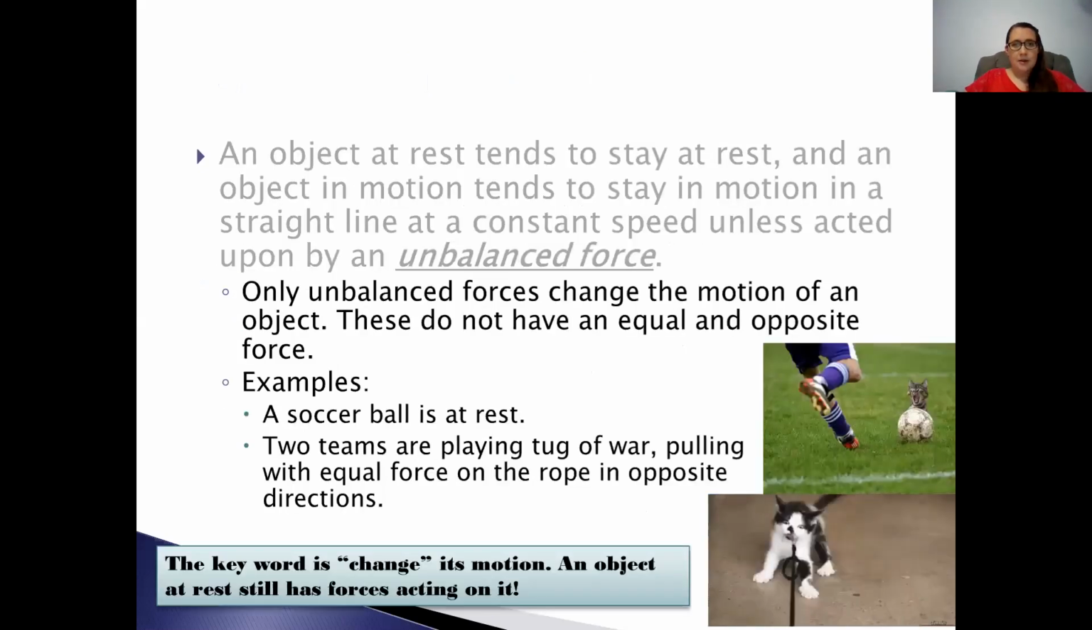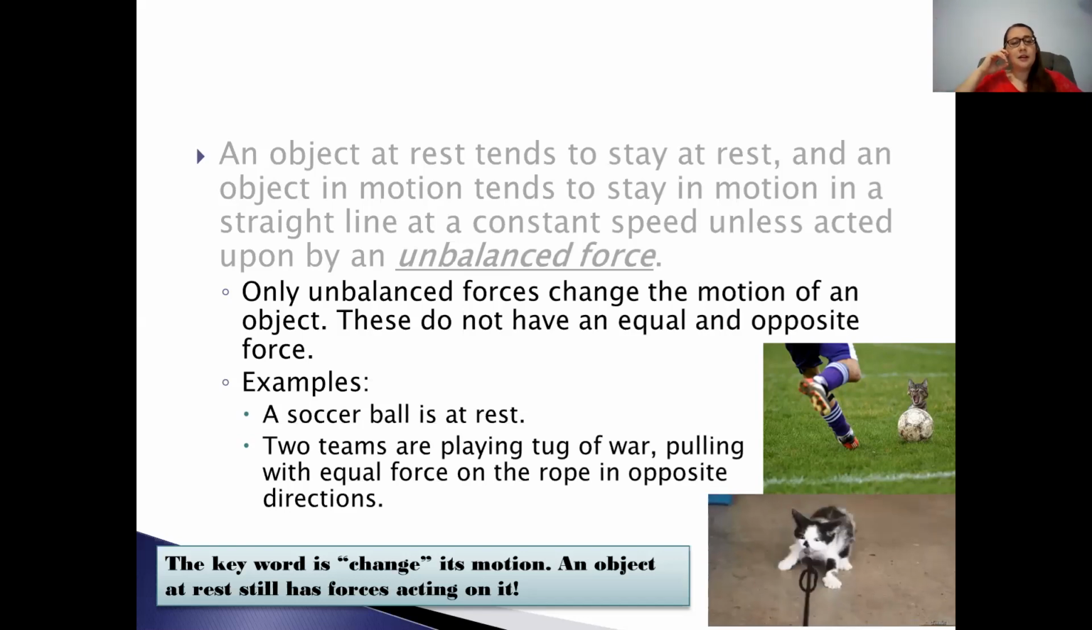Okay, so I have that law up there again in gray at the top. But this law also tells us that only unbalanced forces change the motion of an object. So, for example, if a soccer ball is at rest, it takes the force of a kick to make it move, or the force of wind blowing on it, or something like that. It takes a force to make that soccer ball move from rest.